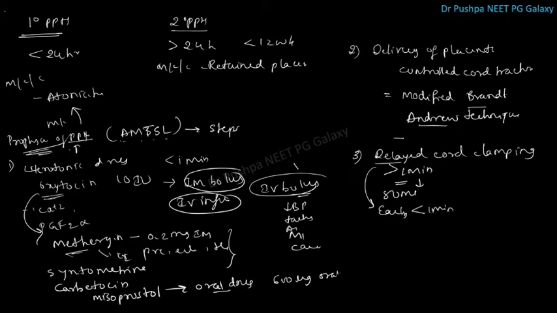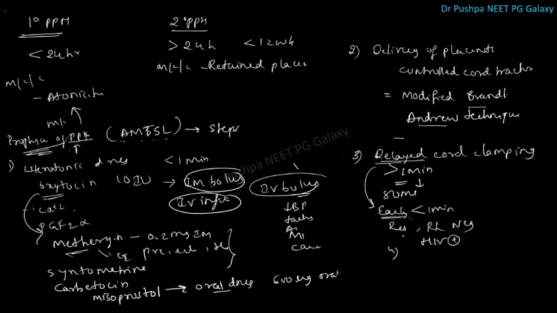If the baby needs resuscitation, we should do early cord clamping. Also if the baby's blood group is Rh negative, and in HIV positive patients, we will do early cord clamping. But in PPH management, the method used is delayed cord clamping. So what is the next step?